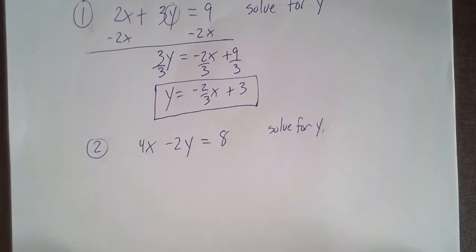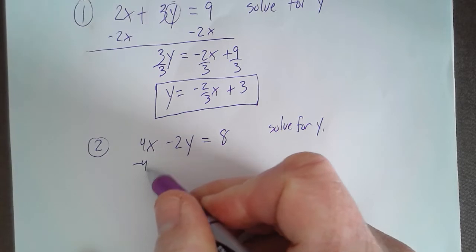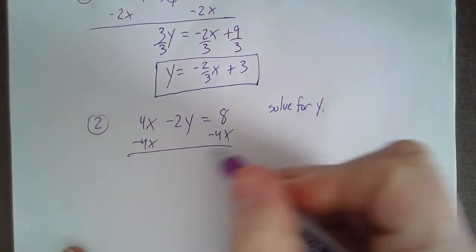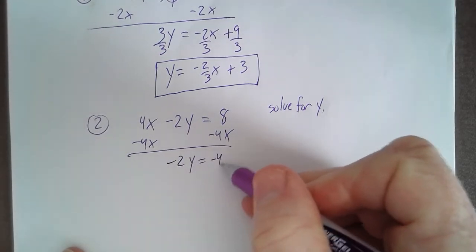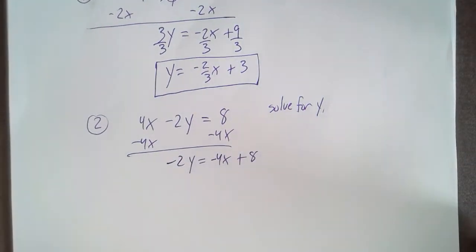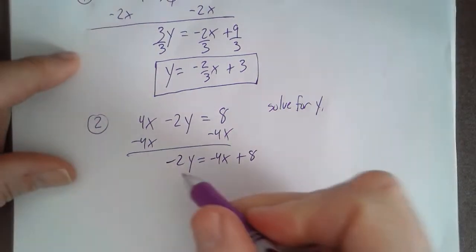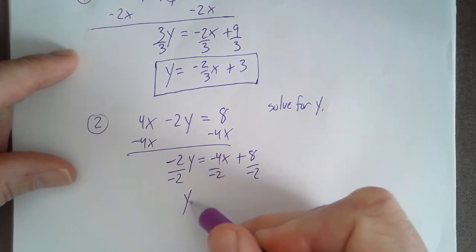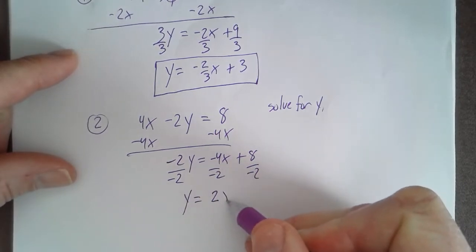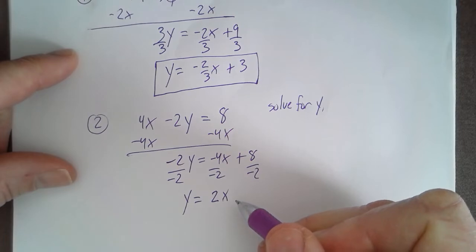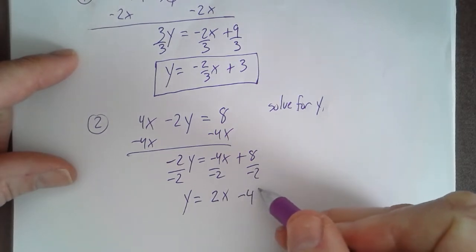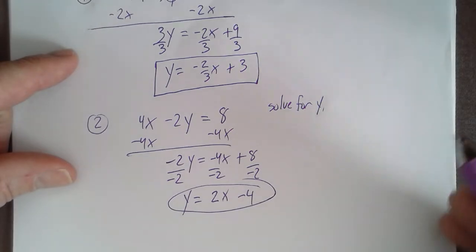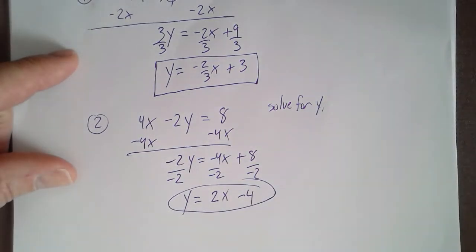Okay, so here's your feedback. So it's the same thing. I'm going to subtract over the 4x. And then we get negative 2y is equal to negative 4x plus 8. Now we divide everything by negative 2. And we get y is equal to 2x. A negative divided by negative is positive. 2x minus 4. And there we solve for y. And when you do that with lines, you get the slope and the y-intercept.